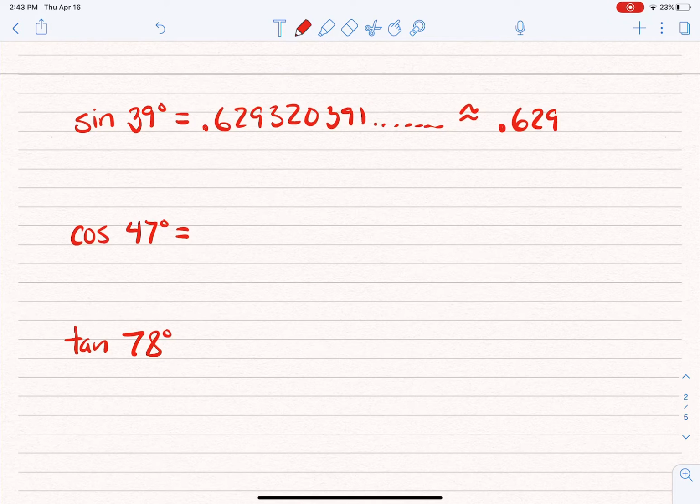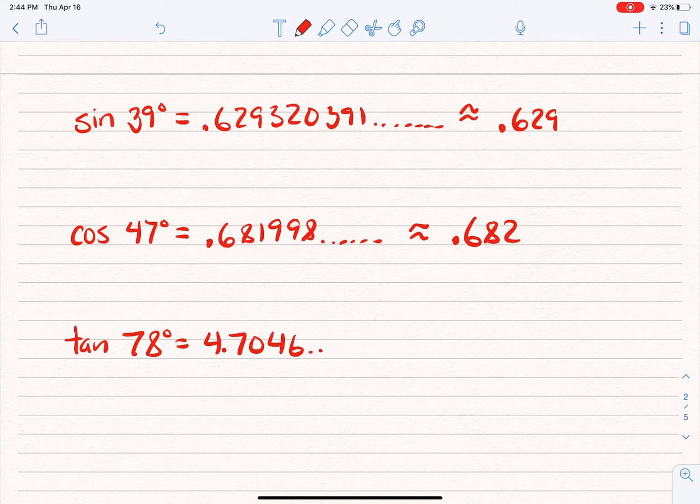So for the second one, I go cosine of 47, and I get that is about 0.681998, and it just keeps going. So again, I want to round that to 3 decimal places. So I'm going to say, well, that's about 0.682. In tangent, I'm going to say, okay, tangent of 78, and I get that's about 4.7046... So that means it's about 4.705, if I round to the nearest third decimal place, the thousandths. And so this is just getting us used to plugging these things into a calculator.